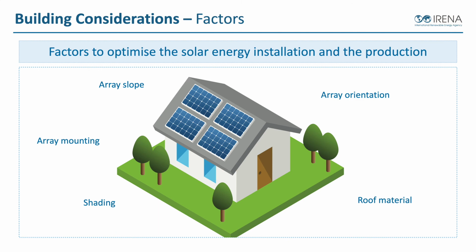What sort of shading we have from trees, neighboring buildings, other parts of the house, anything that can impact the solar array from a shadow is going to have an impact in our power production. And then roof material as well won't necessarily have an energy production impact, but it will have an installation, possibly cost difference as well. So we need to consider all these sorts of things when we think about our site.